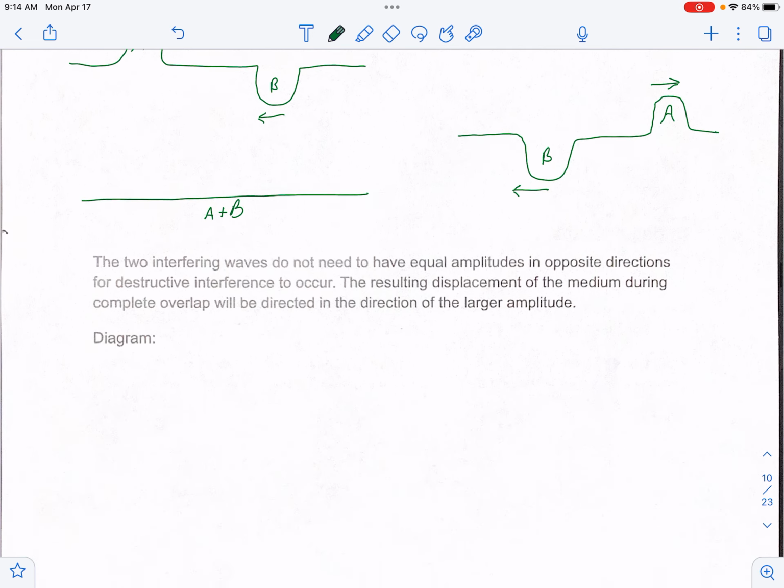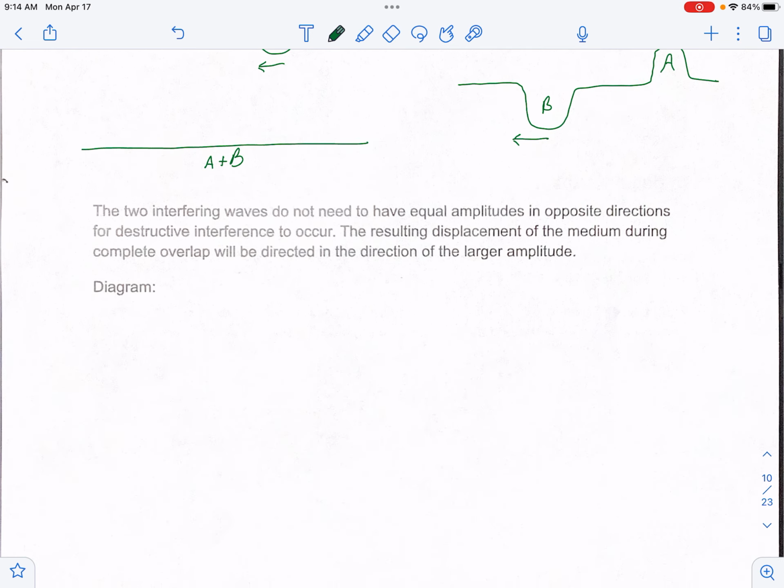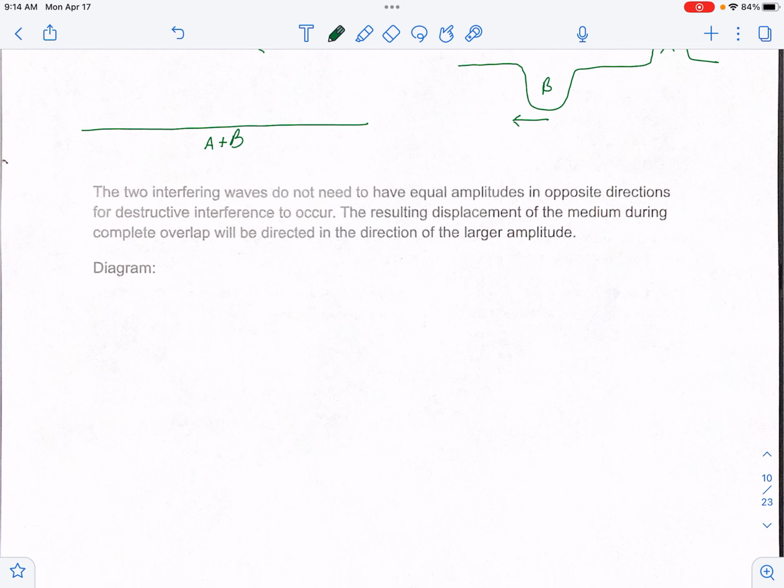All right, so now let's actually put some numbers on it. Two interfering waves do not need to have equal amplitudes in opposite directions. That means it doesn't have to be an equal up and down wave. You can still have destructive or constructive interference, okay? But we'll actually use numeric values for this. So let's try diagram 1.